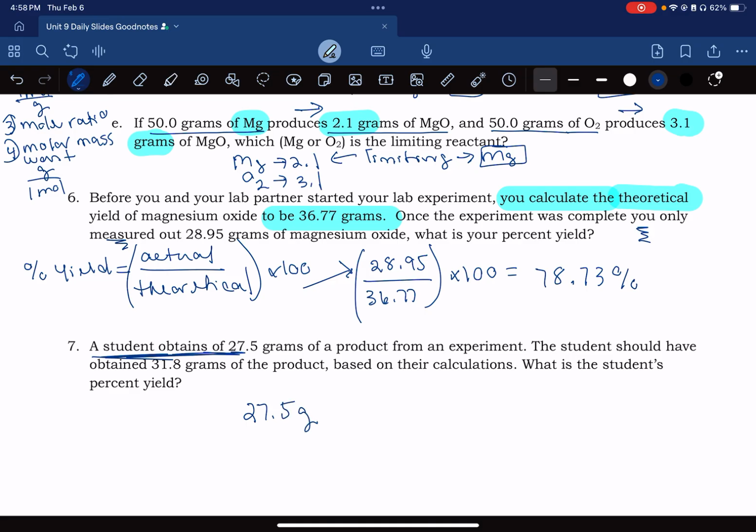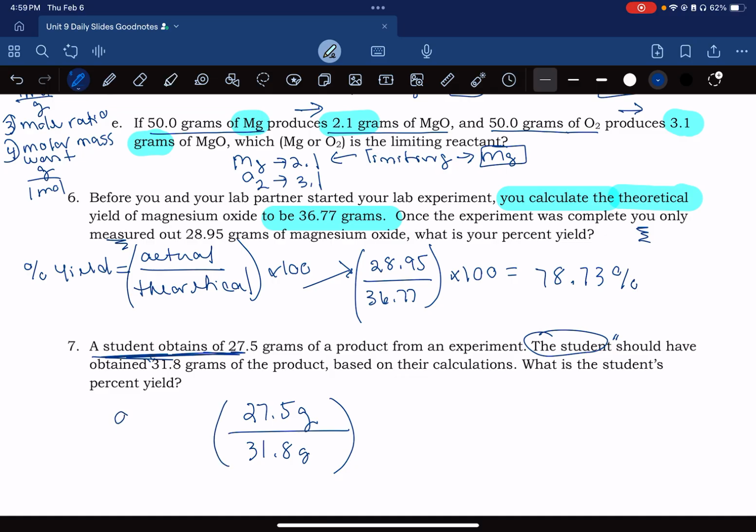Actual 27.5 grams. Okay, and so it says the student should have obtained. Again, yes, it says the student, but it also says the should have obtained. When it's something that should have, there has to be some standard to say what we should have. And that is our theoretical value. It's our numbers on the periodic table that we use to calculate what we should have gotten through stoichiometry. Okay, so 31.8 grams is going on the bottom.